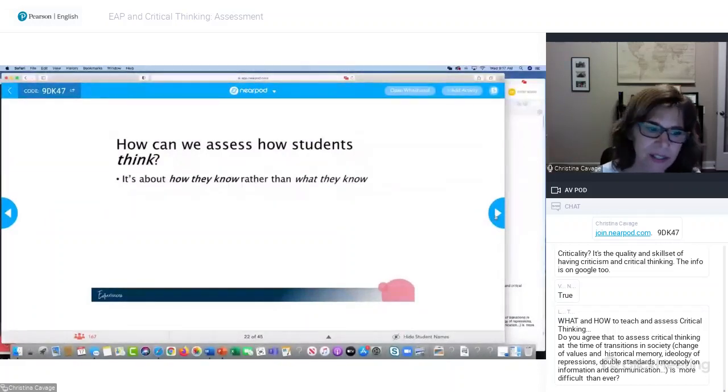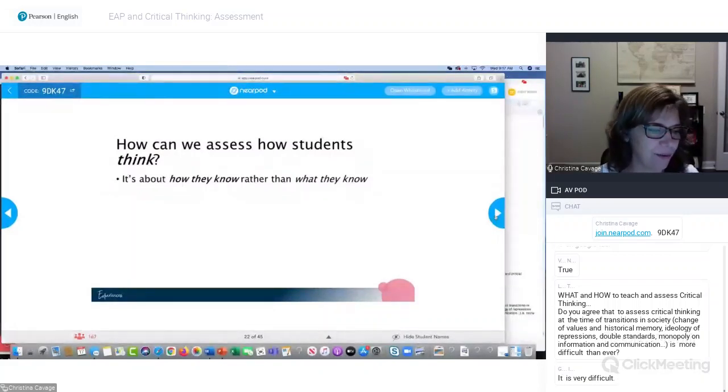Okay, so let's unpack that for a second. How they know, how they know. So how did they get to that point? What was that process once again? So really, again, focusing on that process, focusing on the how they know.